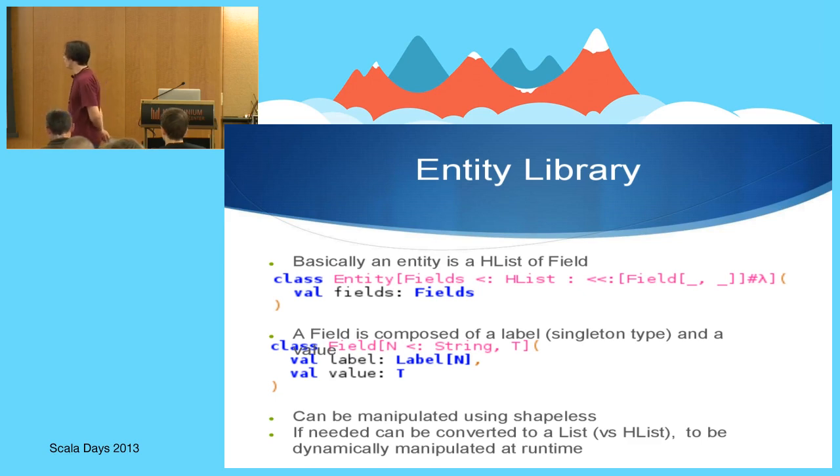And so the good thing with that is that you get for free all the utilities from Shapeless. So you can map over it, you can take, you can drop, you can do everything you want. You can as well manipulate it dynamically at runtime, for example, if you want to provide a very flexible API explorer like Facebook is doing or things like that. To do so, you could convert the H-list simply to a list, and then you could do runtime things.